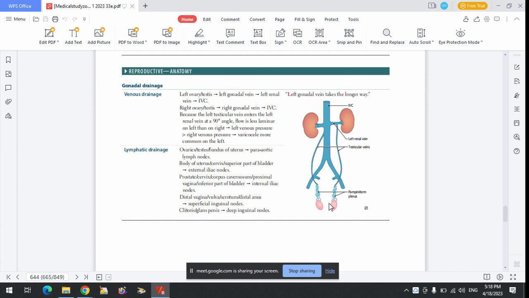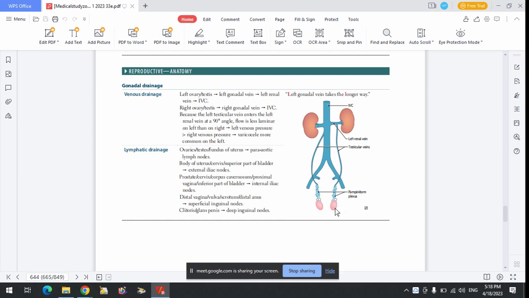The Leydig cells are strong. They are resistant. So the level of testosterone doesn't actually fall, but Sertoli cell dysfunction can happen from a varicocele and also from an undescended testis.